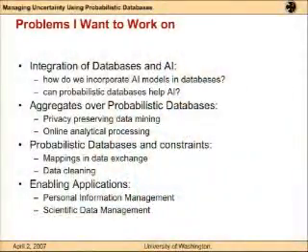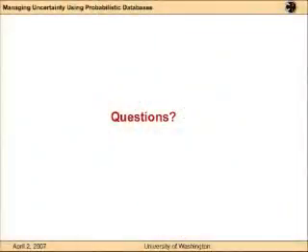And finally, I want to use all this machinery to build new applications. There are some very important applications like personal information management and scientific data integration, where uncertainty plays a very fundamental role. And each such application will bring certain issues that I want to look at. So to conclude, I would say that the next generation of database applications have uncertainty as a fundamental problem, and a probabilistic database can provide the platform that can drive these applications.